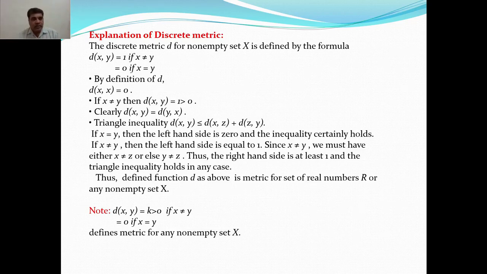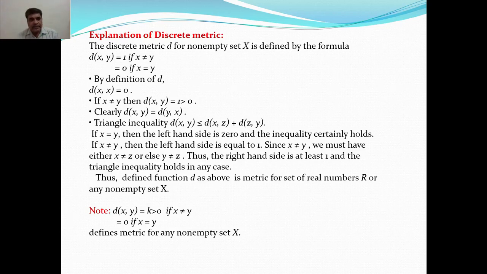Now we have to study the triangle inequality in detail. For three elements x, y, z in X, we have to show that d of xy is less than or equal to d of xz plus d of zy. Here, if I consider x equal to y equal to z, then d of xy, d of xz, d of zy are all zeros, and hence the triangle inequality must hold.